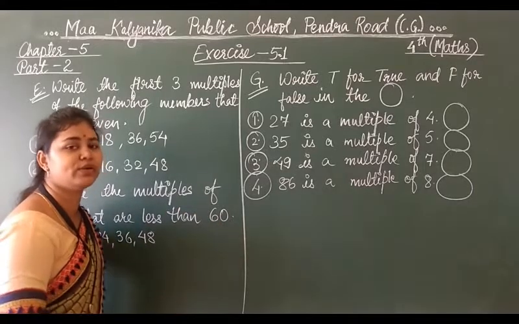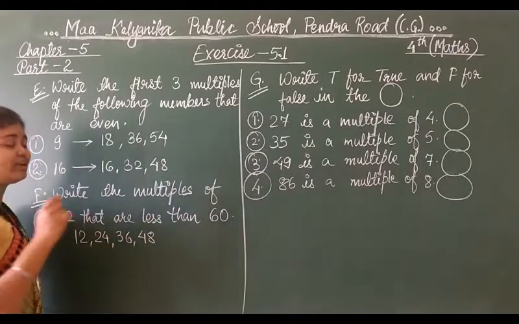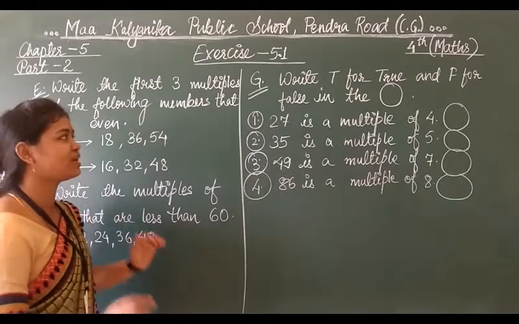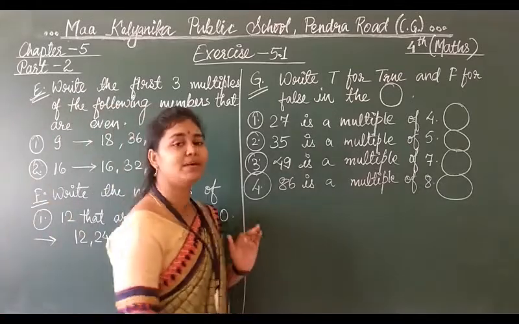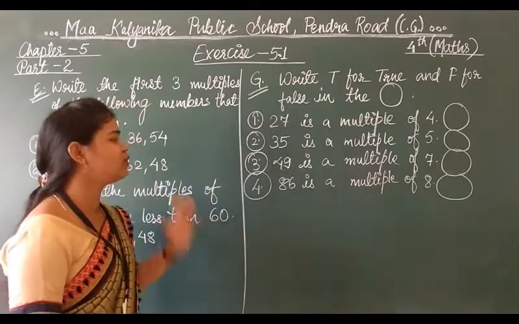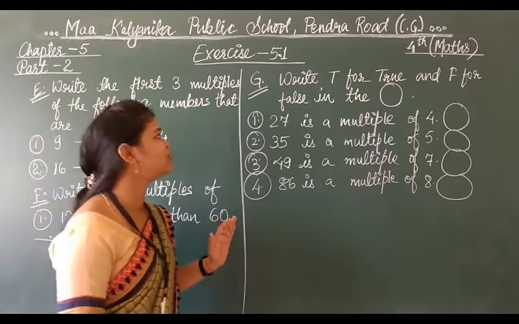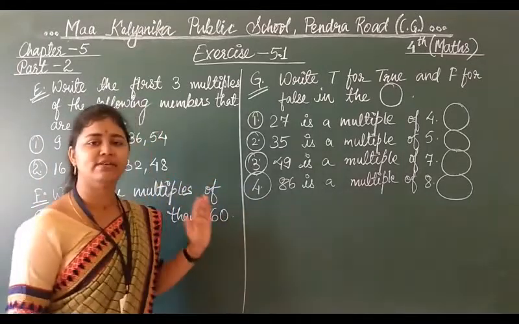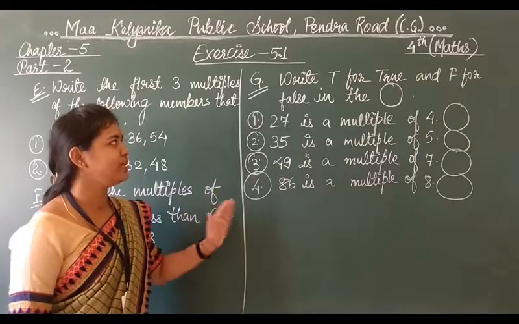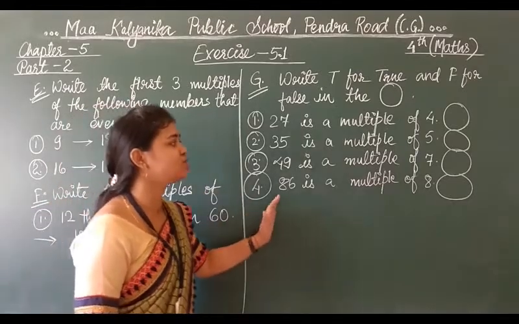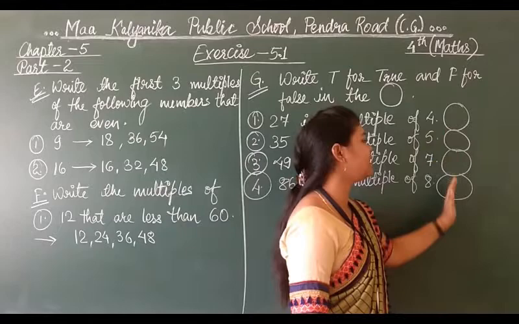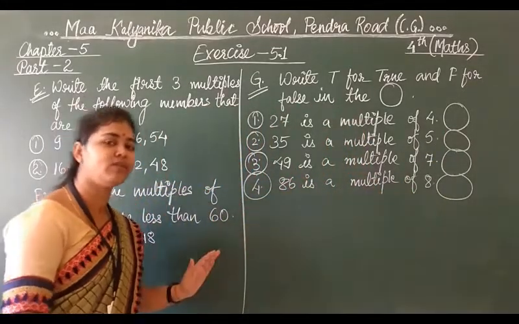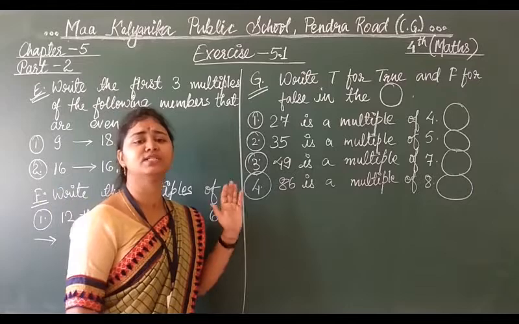More than 60 or equal to 60 we cannot take because it is given less than 60. Clear to you? So in this way question number F you can solve. Moving to question number G. Students, here only 4 questions are there, so I will solve all for you. Write T for true and F for false in the given circle. In your book, in exercise 5.1 last question, yellow circles are there in which you have to write T or F.